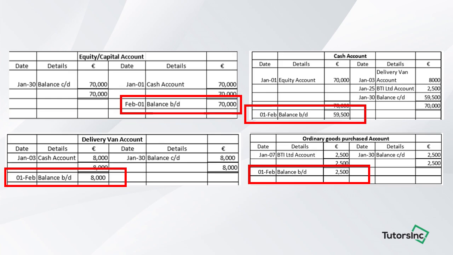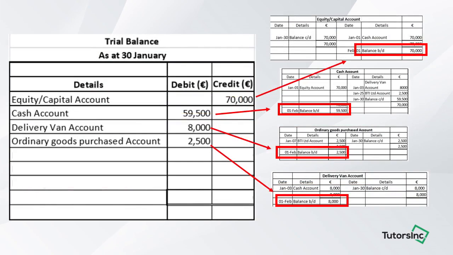On the screen we can see that in the equity account, the balance BD is on the credit side, and in the rest of the accounts, which are cash account, delivery account and ordinary goods purchased account, the balances are on the debit side. So, as the balance BD of equity account was 70,000 on the credit side, we have entered the balance on the credit column of the trial balance. Similarly, for the rest of the accounts, cash account, delivery account and ordinary goods purchased account, these balances were on the debit side, which is why the balances have been entered on the debit column of the trial balance.